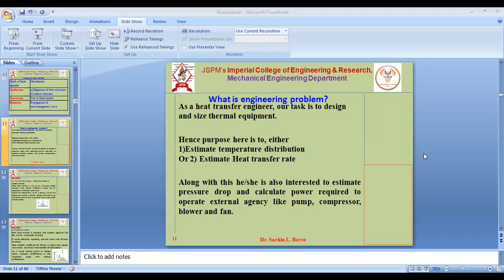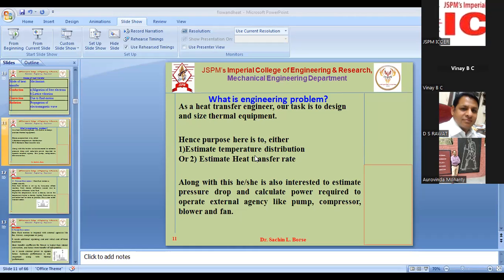Okay, so we'll see what is the engineering problem. The engineering problem in heat transfer is that the task of the engineer is to design and size the thermal equipment. Here, the purpose is to either estimate the temperature distribution or to estimate the heat transfer.